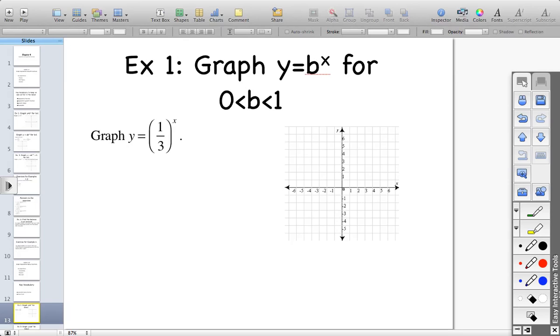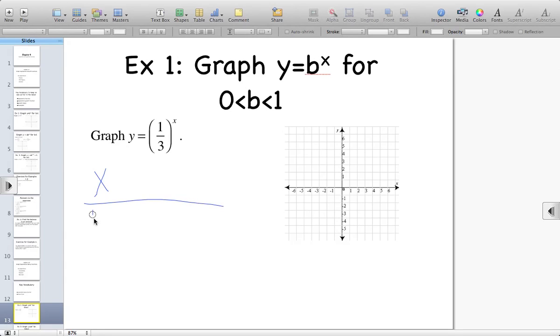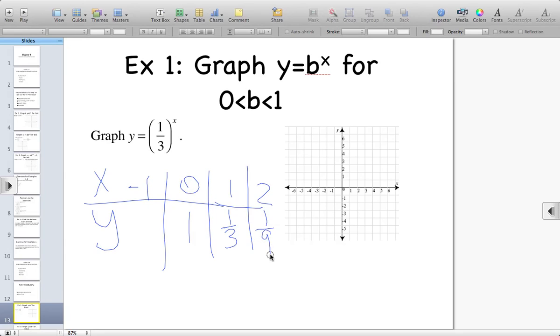The same process is going to apply when we graph it. Go ahead and make your table of values. I like to start off with 0, 1, 2, maybe take a look at -1, just to get an idea of the steepness of the curve. So when I plug in 0, so again, 1/3 to the 0, still going to be equal to 1, right? Anything raised to the 0 power is 1. 1/3 to the first power is 1/3. 1/3 squared would be 1/9. Notice that as x gets bigger, y is getting smaller.